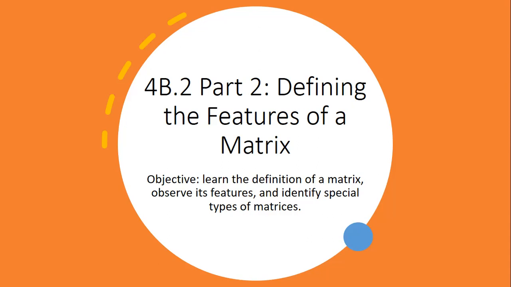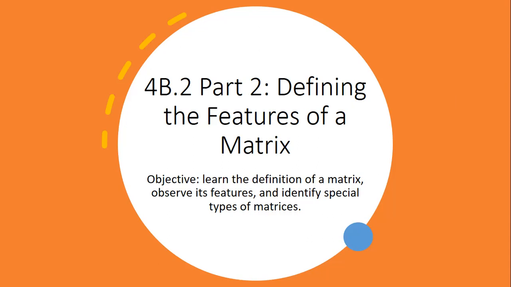Okay, so our objective today is to learn the definition of a matrix, observe its features, and identify special types of matrices. Fairly easy day. You're going to see words up here to write down, but what I want you to practice is paraphrasing. We read and then we interpret it in our own words, right? So we're on 4B.2, part 2, defining the features of a matrix, on page 49 of our handy dandy notebook.